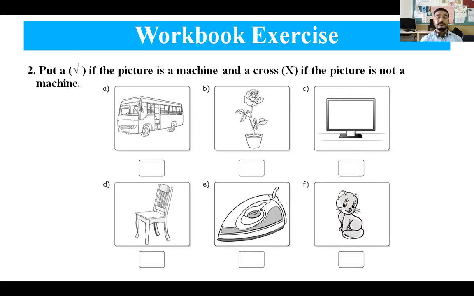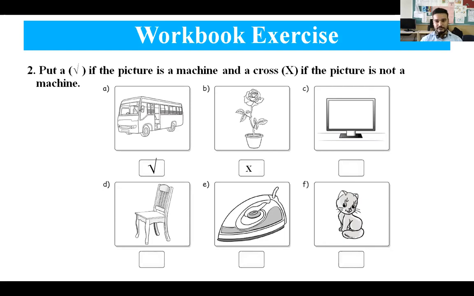So what will come over there? Right tick mark will come. Then there is a plant of a rose. So rose plant is a natural thing. We cannot prepare rose plant everywhere in our factories. That is natural thing. So cross will come on there.